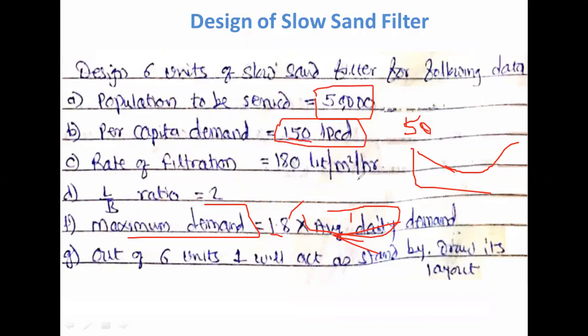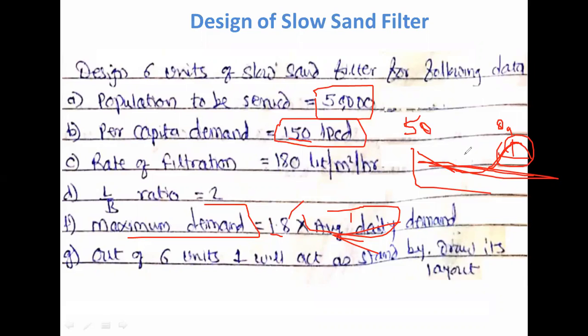So to meet this maximum demand curve, if we design the system for the average values, then when the demand increases and becomes maximum, it reaches the peak value. At that time, the plant may not be sufficient, may not be able to supply this additional or extra demand to the people, to the city.